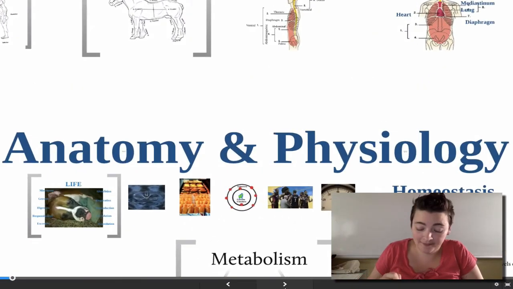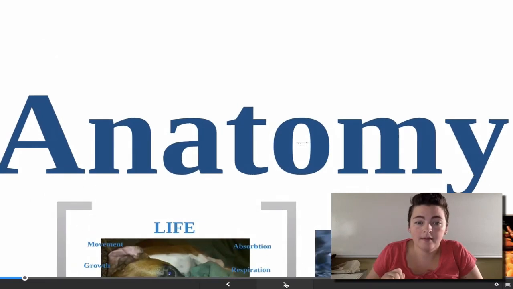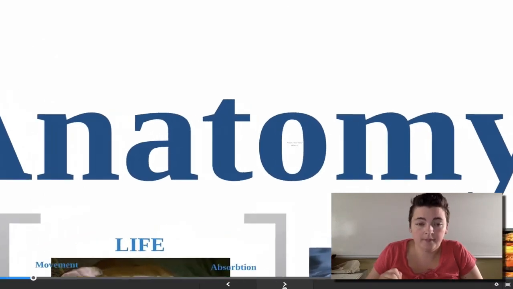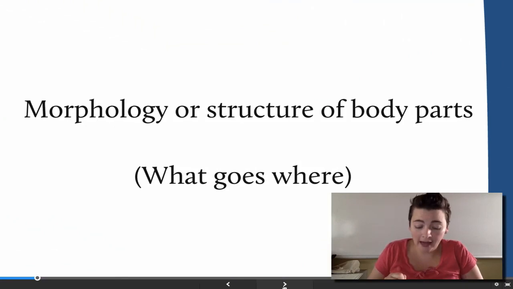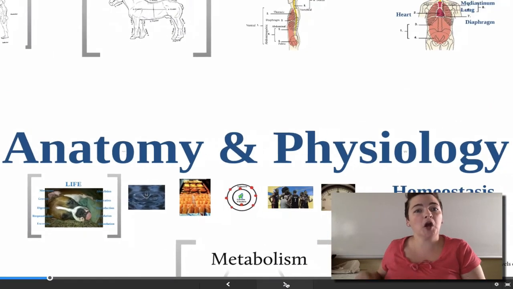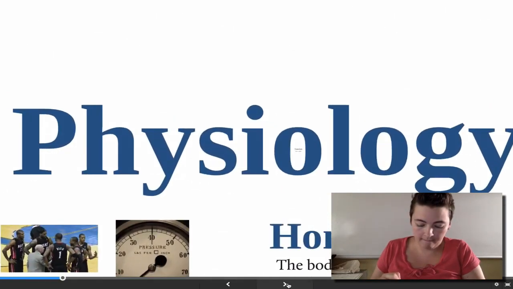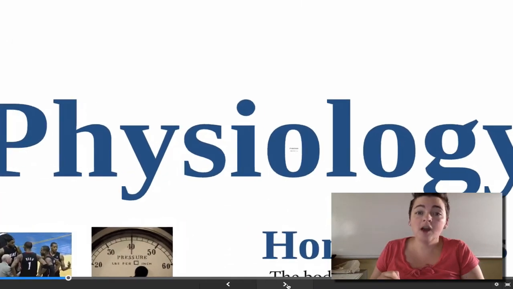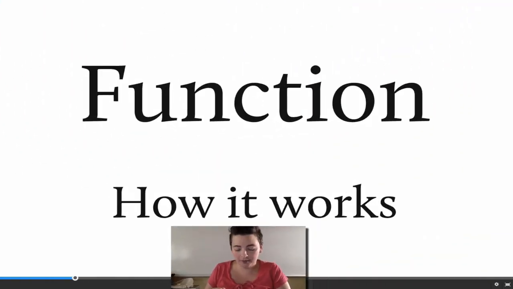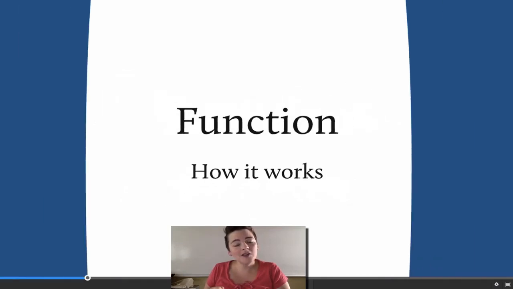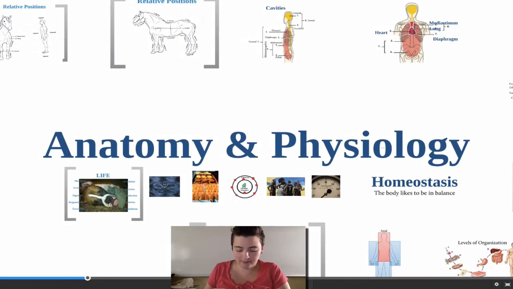Anatomy and physiology. Anatomy is the study of looking at the morphology or the structure of body parts, what goes where. So you're simply knowing how to put the body together. You don't know how it works with anatomy, you're just knowing where it goes. Physiology is how those parts work. So physiology is the function or how it works.